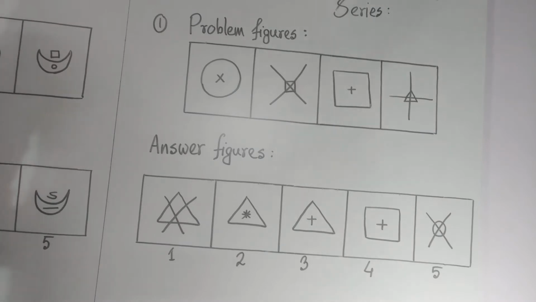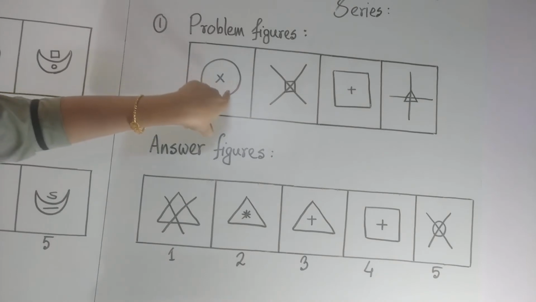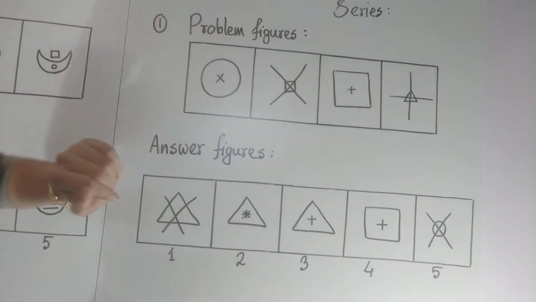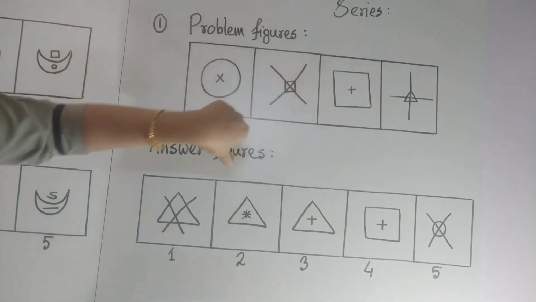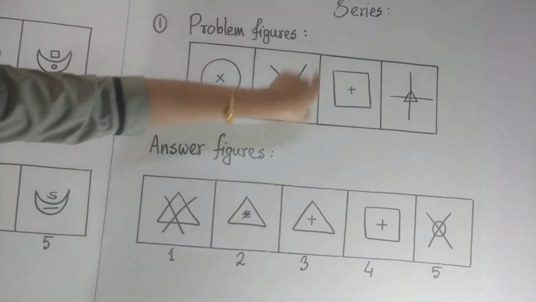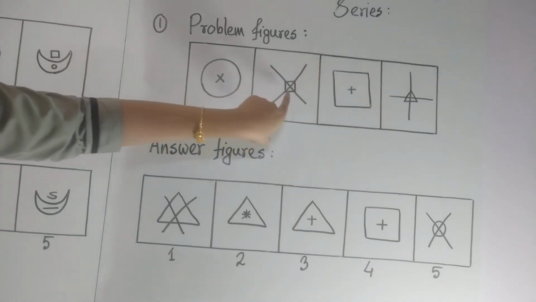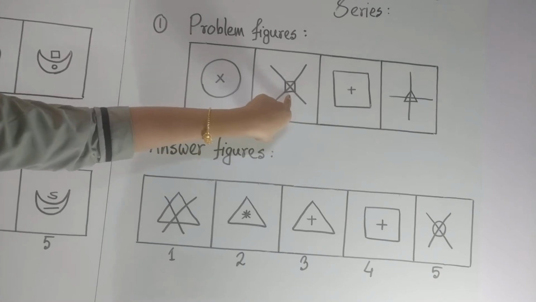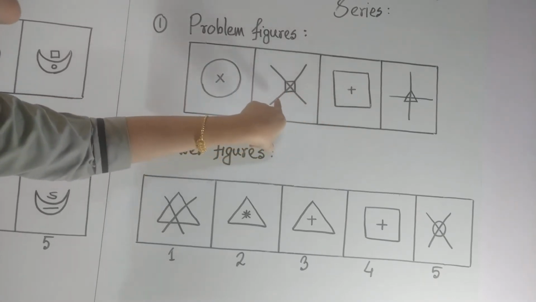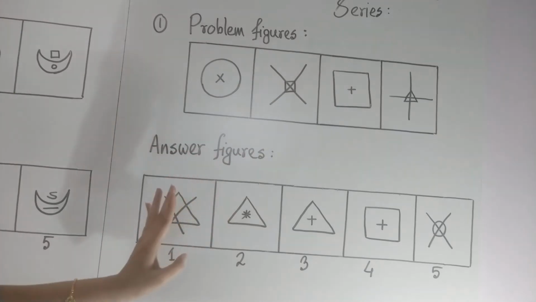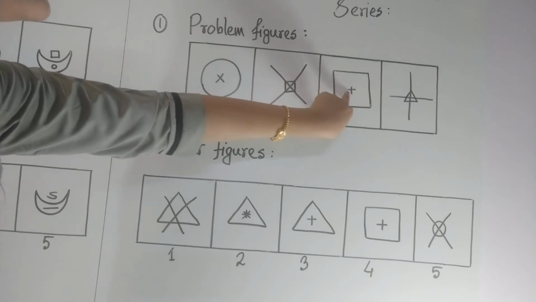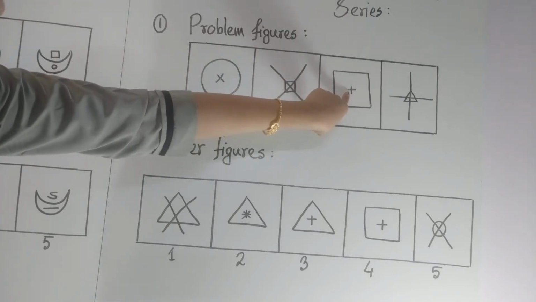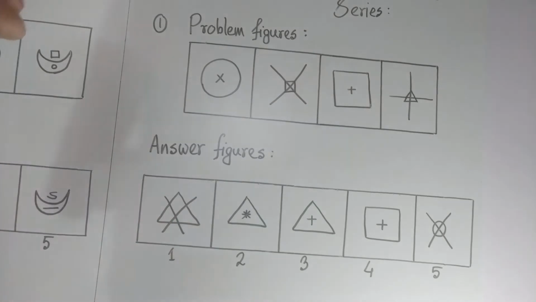Here, the pattern is, see, in each step, the bigger element disappears. The smaller element gets enlarged, right? This cross has become bigger and a new element has come in the middle. See, the same thing follows here. The bigger element is lost. The smaller element is enlarged and a new small element has come in the middle. Here also it follows the same pattern.